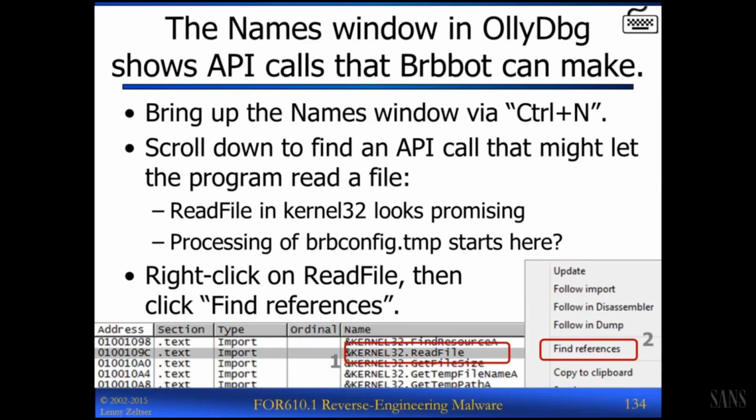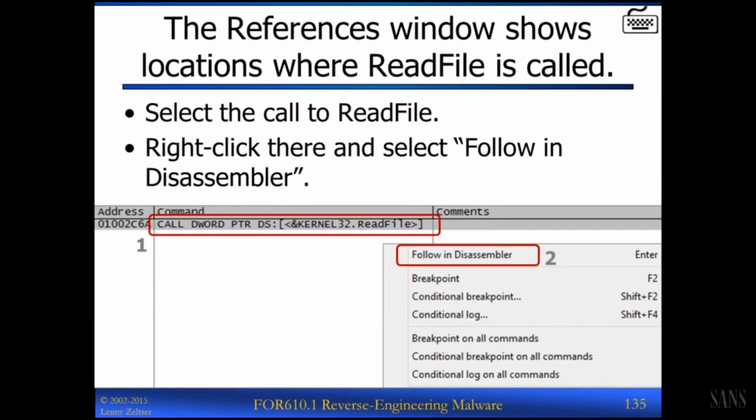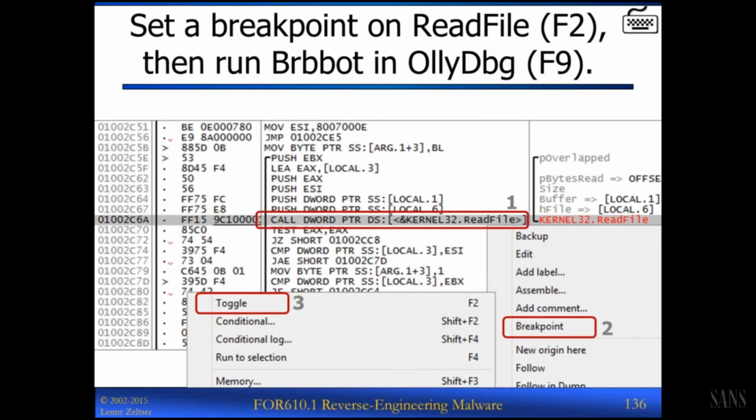One of our first steps is to confirm that it is in fact reading this file. We then saw an API call for read file, which sounds pretty promising. Right-clicked on that. You go to Find References. You then find a list of references, although in this case there was only one. You then right-click again and go to Follow in Disassembler. At that point, it'll take you to the location in code, the specific instruction that is referencing that API call. In this case, it was a call, which is precisely what we were looking for.